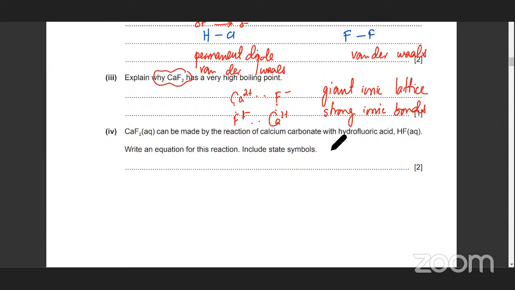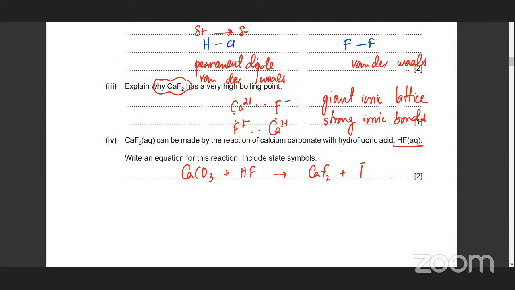Next is CaF2 can be made by the reaction of calcium carbonate with HF. Now we're going to assume that HF is like HCl. So what's going to be produced? He's already told us that CaF2 is produced. What else would be produced? There's going to be a water molecule. Okay, it's a carbonate plus acid reaction. Carbon dioxide and water are going to be produced in the reaction. You can balance this equation.